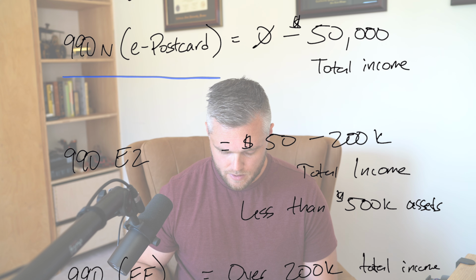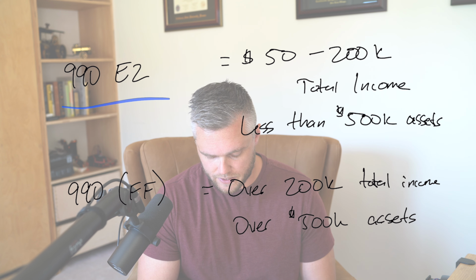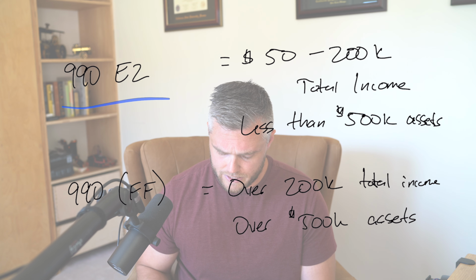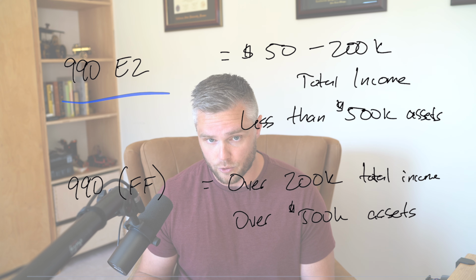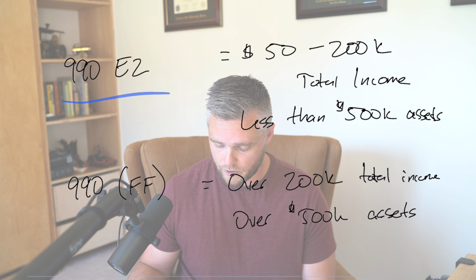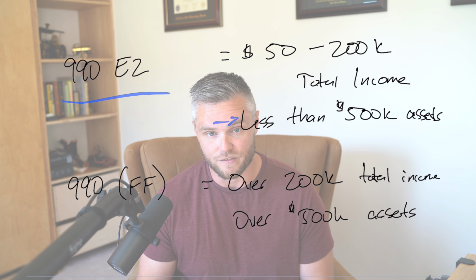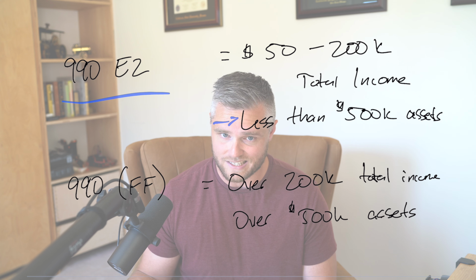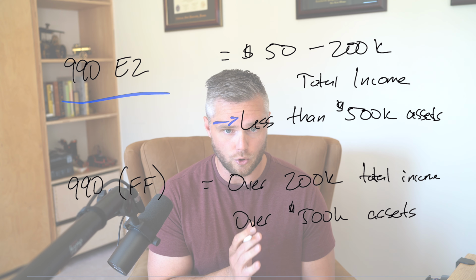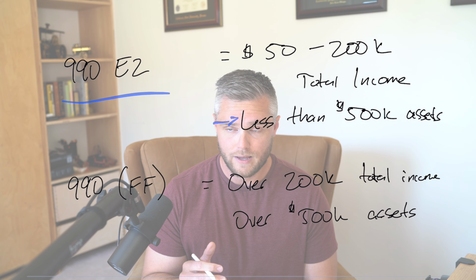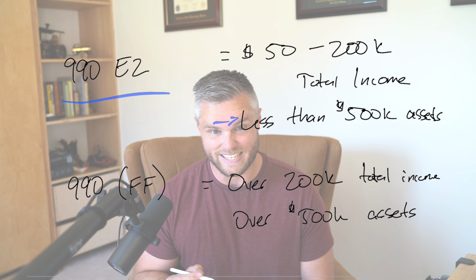The 990 right above that, in terms of scope here, is the 990EZ. The 990EZ is for anyone that has over $50,000 of total revenue up to $200,000 of total revenue for your fiscal year. There's also one other stipulation here, which is you also need to have less than $500,000 worth of total assets to qualify for the 990EZ form. So again, if your total income, total revenue is between 50 and 200, and you have less than $500,000 worth of total assets, you're going to file the 990EZ.